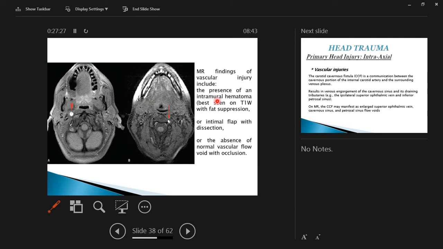These are MRI findings of vascular injury. And here, in this right internal carotid artery, the high signal intensity seen here indicates the presence of an intramural hematoma inside the vessel. Also, in this left vertebral artery, there is high signal intensity, which also indicates intramural hematoma.